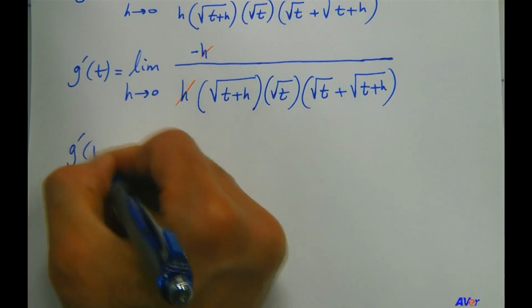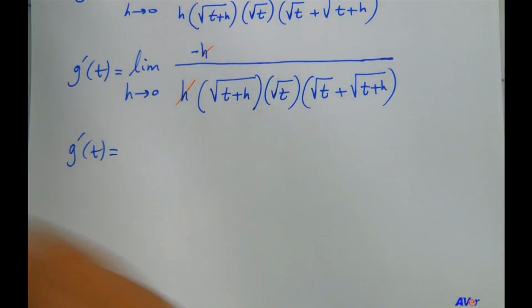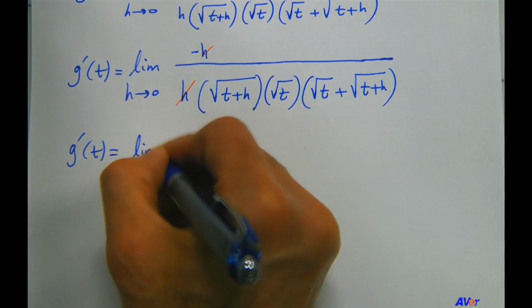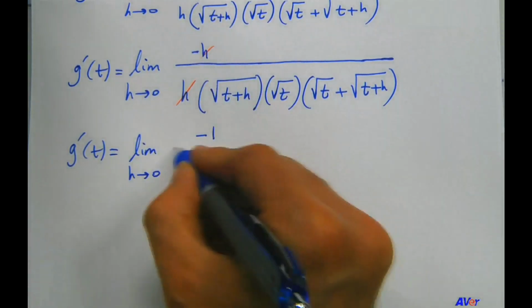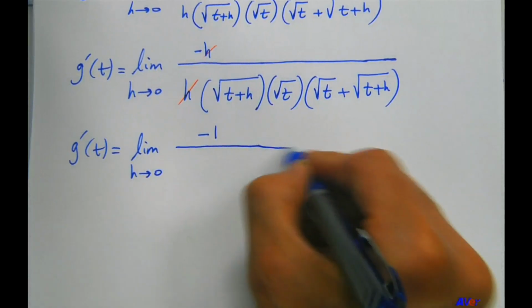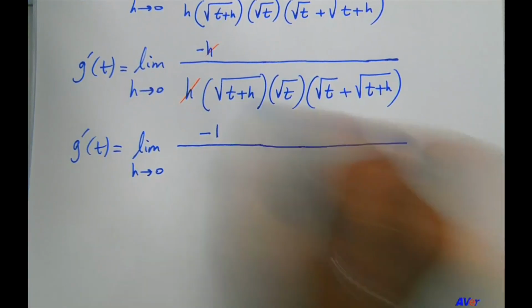So g prime t equals limit as h goes to 0 of minus 1 in the numerator, of course, divided by all of that.